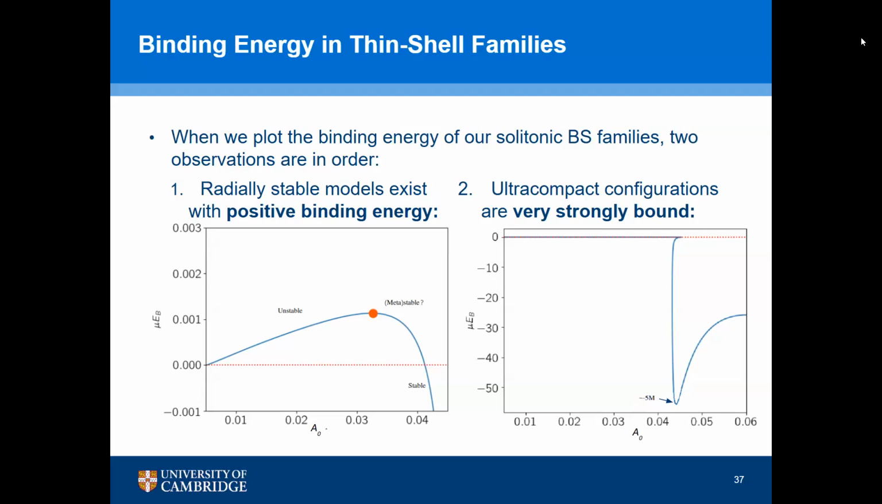And your ultra compact configurations are very, very strongly bound, much more than you can get with just mini boson stars, up to 5 times the ADM mass down here. And so this means that perturbations are going to have a hard time escaping, essentially. I think these two effects can explain, or at least are a hypothesis for, what we were seeing before.